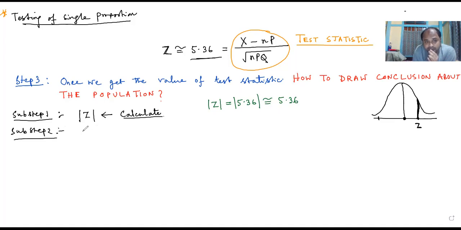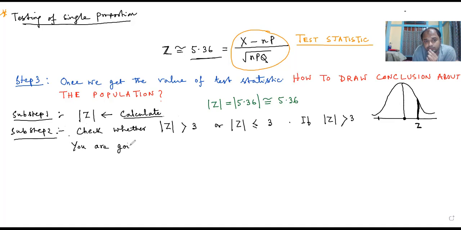Sub-step number 2 is saying that once you calculate mod Z, check whether mod Z is greater than 3 or mod Z is less than or equal to 3. If mod Z is greater than 3, you are going to reject your null hypothesis always.